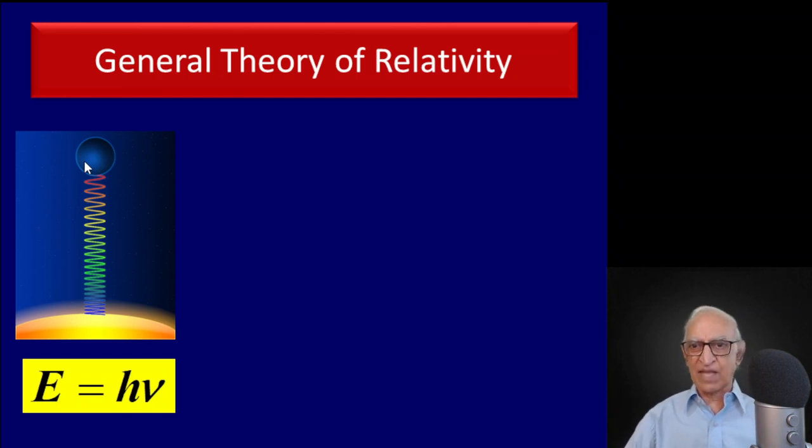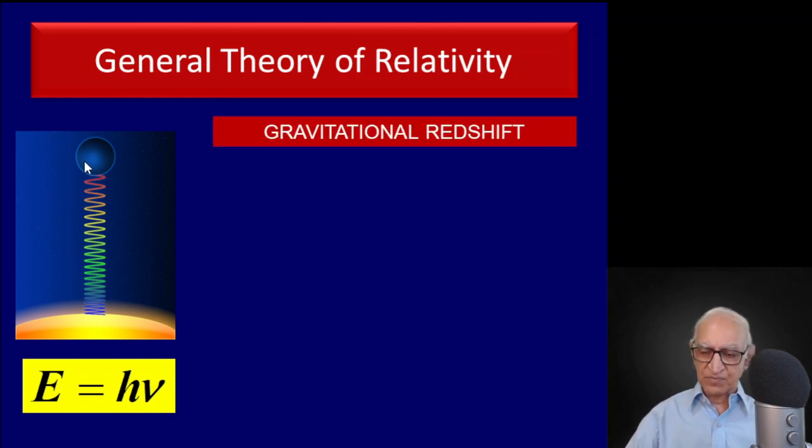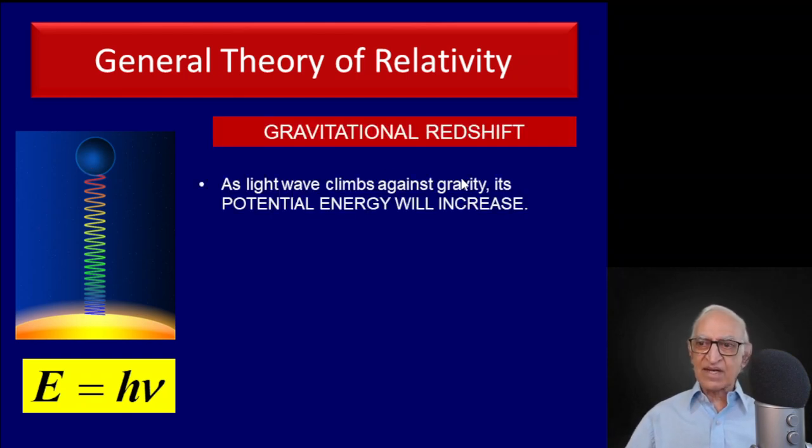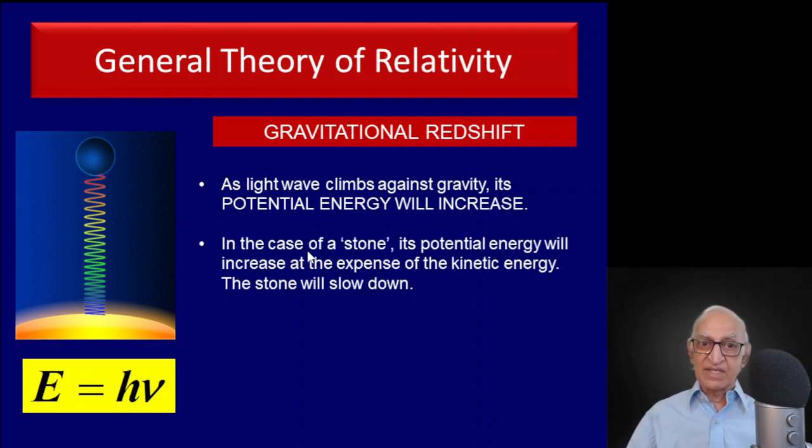Why will this happen? We can anticipate this already in special relativity. As light climbs against gravity, its energy will decrease, just as the kinetic energy of a thrown stone decreases as it goes up. In the case of a stone, the increase in the potential energy comes at the expense of the kinetic energy of the stone, and the stone will slow down. But light cannot slow down. Light must always travel at the speed c.